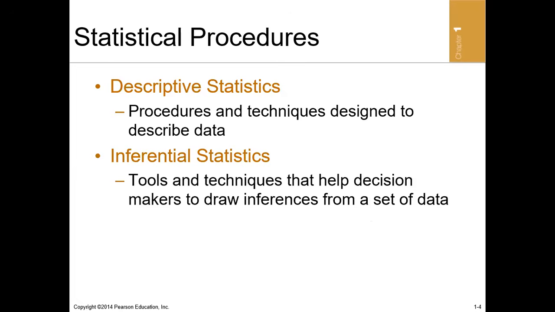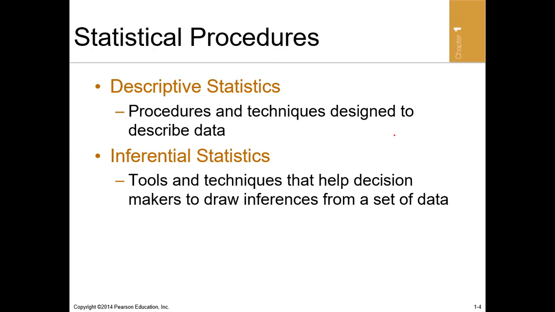Now, everything about statistics hinges on two main branches. The two main branches of statistics are that we are either describing a phenomenon or we are making inference about a phenomenon. Now, descriptive statistics is just the statistical procedure designed to describe data. All right. So descriptive statistics is simply the statistical procedures designed to describe data.